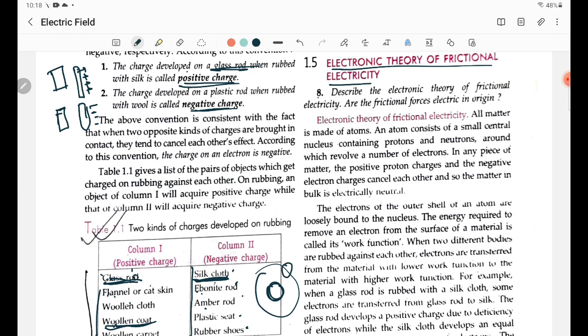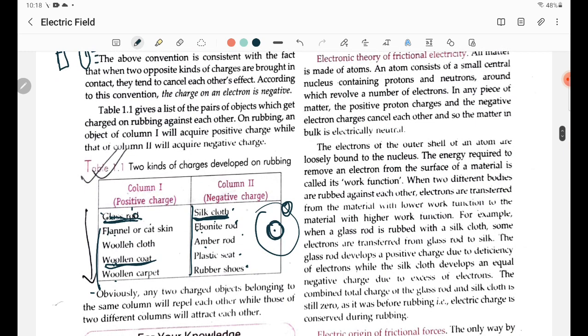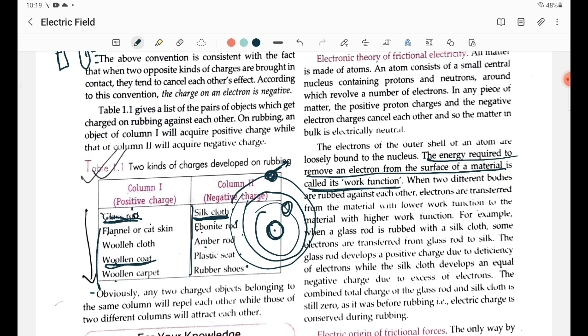Okay, so the negative electrons are cancelling the positive protons, so the atom is neutral. But in the outermost shell, what is happening? See, in the outermost shell, the electrons are very weakly bound. So the energy required to remove an outermost shell electron from the surface of the material is called work function.